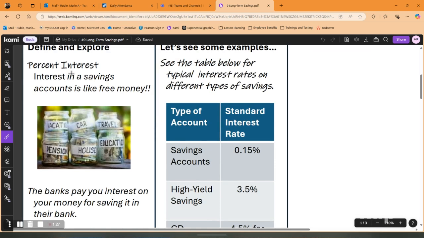It's literally free money. The banks pay you interest on the money that you have saved in their banks. So the banks say, hey, save your money in my bank and I'll pay you 1.5% or 0.15%, or I will give you some percentage on the money you have saved if you keep your money here. The reason they do that is because they take all the people who have money saved, and they use that money and loan it to other people. That's basically how a bank works.